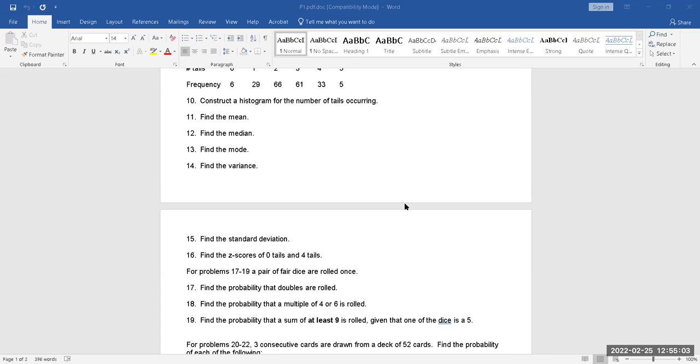It's positive. It should be about... Okay, now I got 1.36. Yeah, that's what it should be. 1.36.